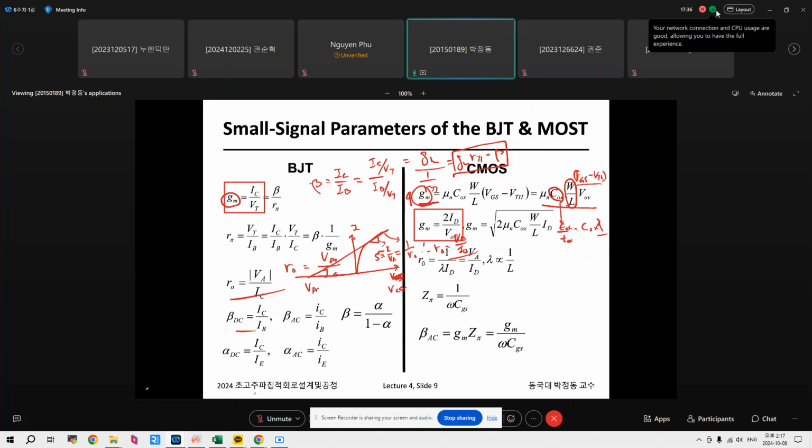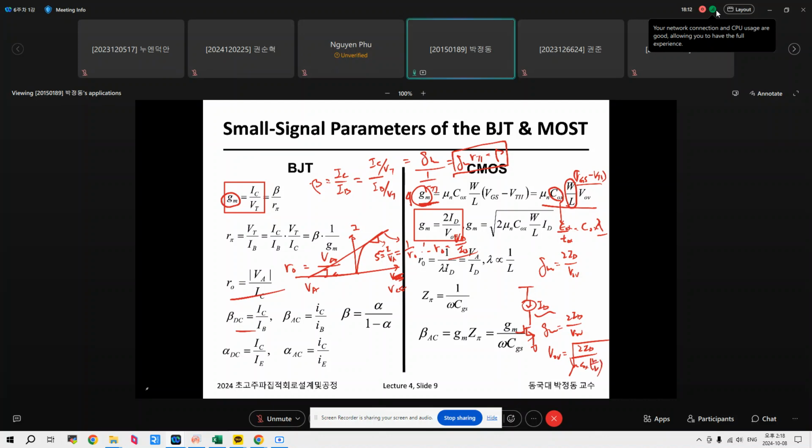In terms of circuit parameters, transconductance is also given by 2 ID divided by the overdrive voltage, when you control the device using a current source ID. Then GM is given by 2 ID divided by V overdrive. Here, V overdrive is the square root of 2 ID divided by mu COX W over L.